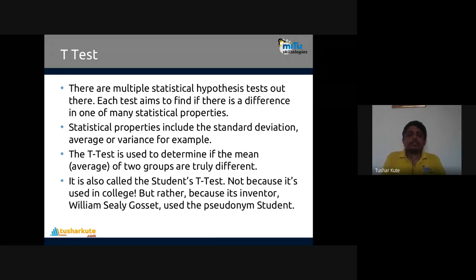For example, the t-test is used to determine if the mean or average of two groups are truly different or not. This is the common idea used in the t-test. It's also called the student t-test, not because it's used in college, remember, but because of the inventor William Sealy Gosset, who used the pseudonym Student for the test.